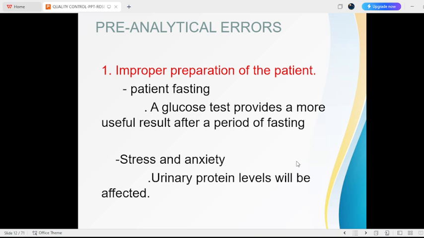First one is the improper preparation of the patient. Patient preparation is very important, and we all know for glucose estimation, fasting is necessary. So the correct period of fasting is very, very important for an accurate result. Another factor is stress and anxiety. Definitely stress and anxiety will affect the urine protein levels.